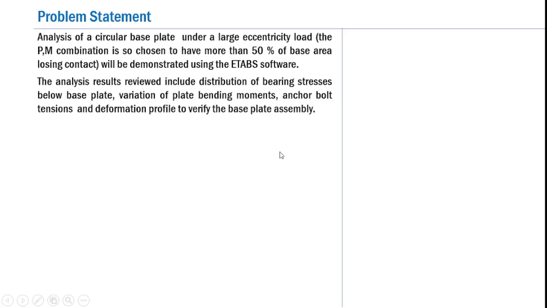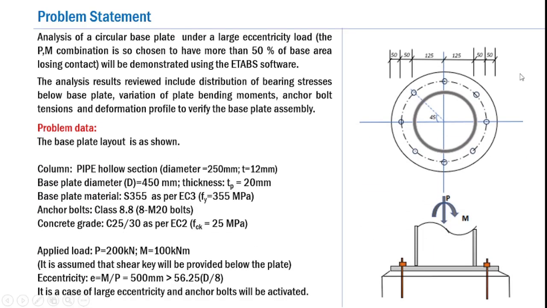So let me introduce you to the various input parameters used for the analysis. The circular base plate layout is shown on the right side. It is provided for a column which is essentially a pipe hollow section with a diameter of 250 mm and a thickness of 12 mm. The base plate diameter is 450 mm and its thickness is 20 mm. The base plate material is S355 as per EC3 with an associated yield stress of 355 MPa.